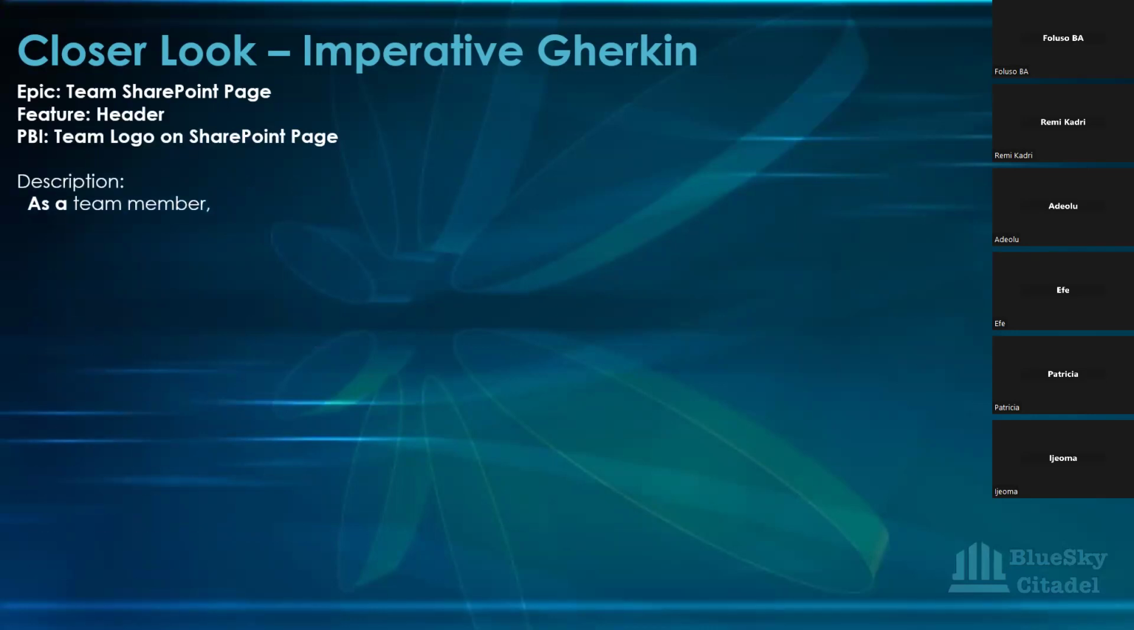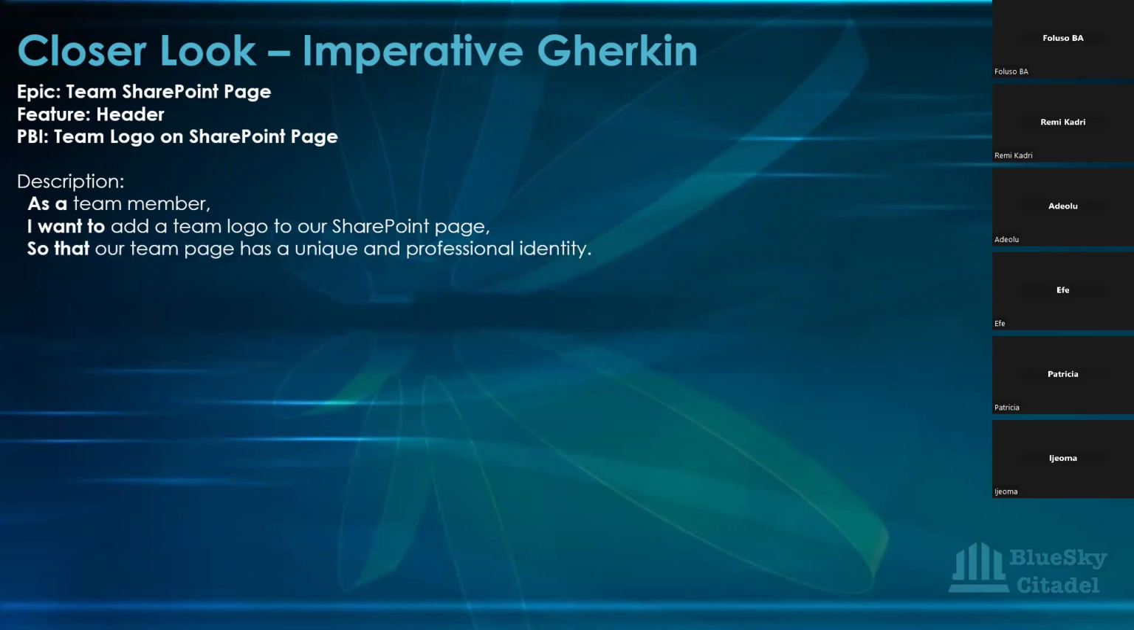So now, the description. Remember, just like you have on your Azure board, I've used the team because I know we have two teams tonight. As a, let's say, binary team member, or as a user of SharePoint, it's just an example that I'm using here, I want to add a team logo. This is looking at the perspective of whoever is adding the team logo to our SharePoint page. So I want to, as the user, perform the action so that the team page can have its own unique and professional identity.